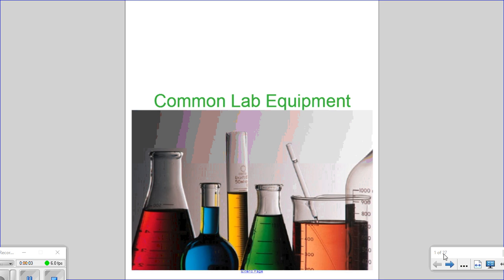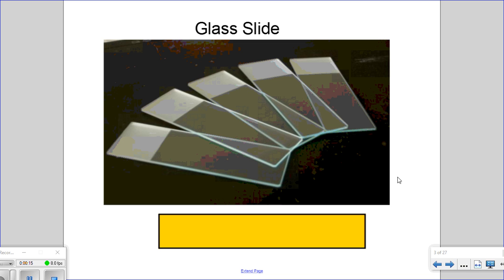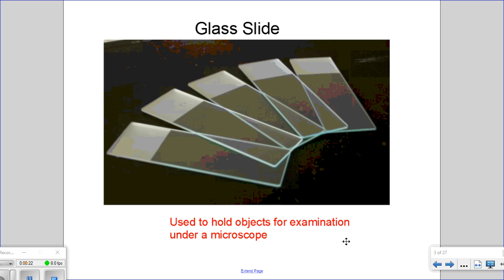The following video will go through common lab equipment and their functions. The first piece of common lab equipment is the Bunsen burner. The Bunsen burner is used to heat objects. The second piece of lab equipment is the glass slide. The glass slide is used to hold objects for examination under a microscope.